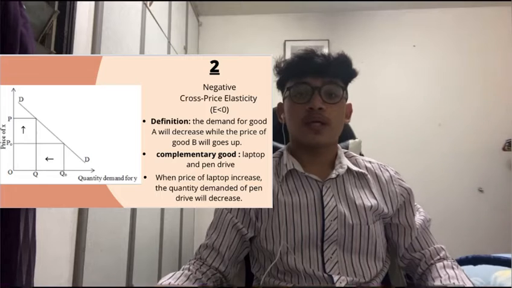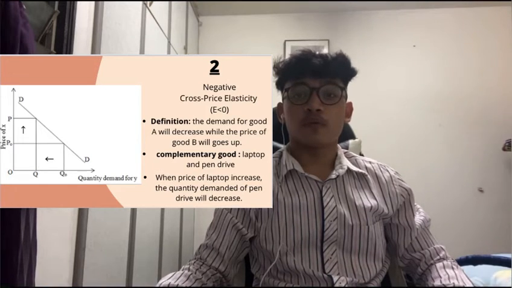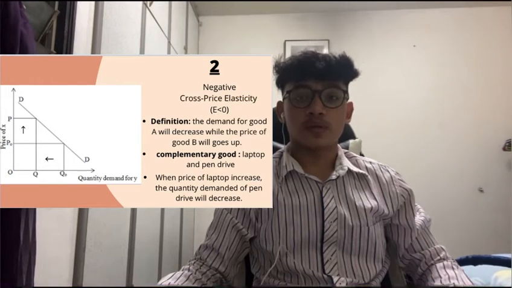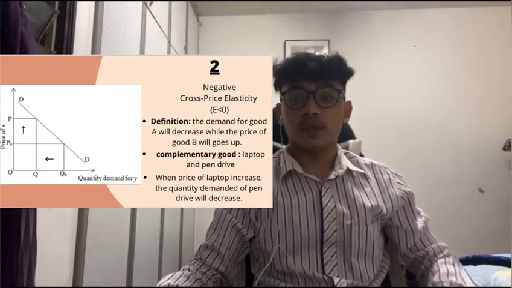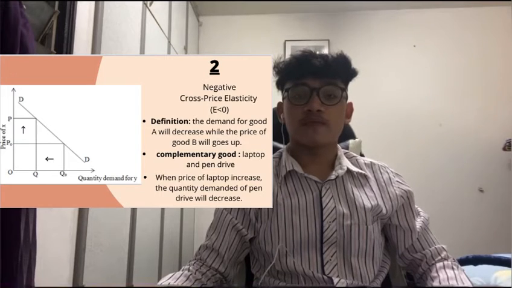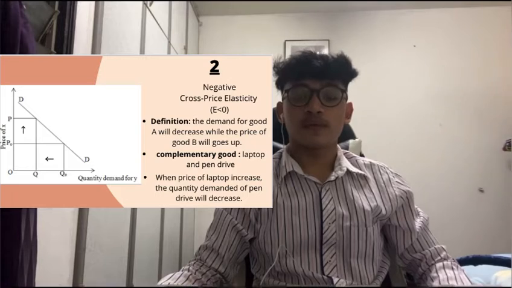Secondly, negative cross-price elasticity. Negative cross-price elasticity means the demand for good A will decrease while the price for good B goes up. It is because good A and good B are complementary goods, that is laptop and pen drive. Based on this figure, when the price of laptop increases from P0 to P, the quantity demanded for pen drive will decrease from Q0 to Q.